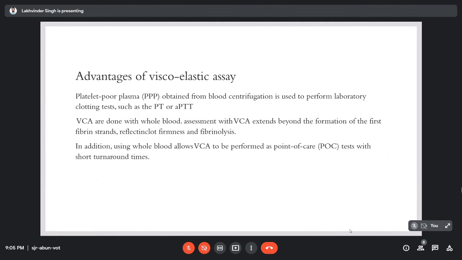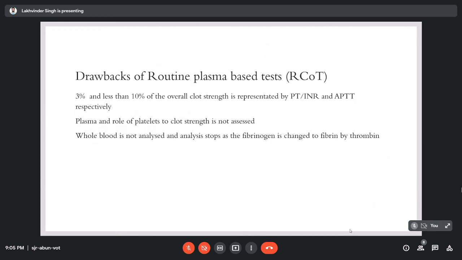So the advantage of this test is that it's a point of care test. Within 5 to 10 minutes, you get the results, and it takes into account coagulation occurring in the whole blood. It takes into account the role of coagulation factors, fibrinogen, and platelets also. But in the conventional coagulation tests, we use platelet poor plasma, so the role of platelets is not studied in those tests.